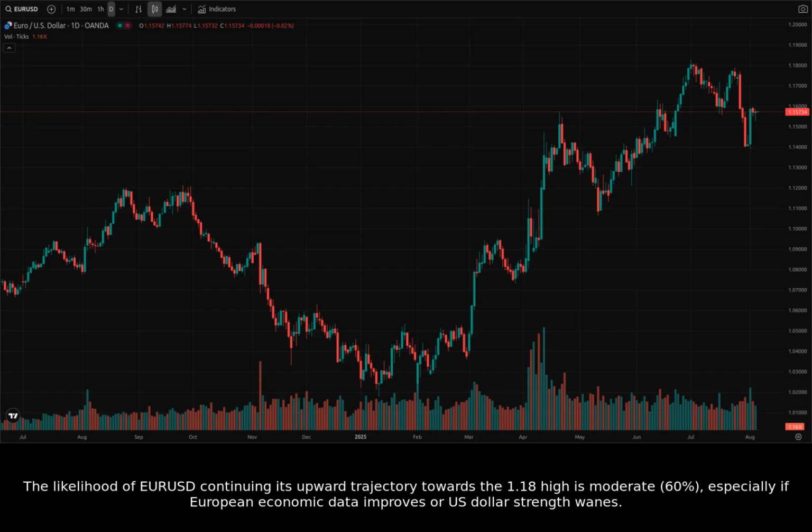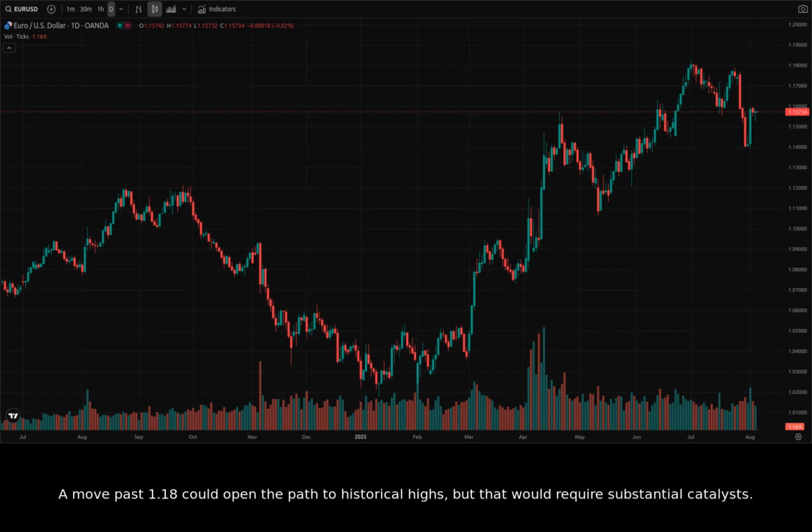The likelihood of EURUSD continuing its upward trajectory towards the 1.18 high is moderate, 60%, especially if European economic data improves or US dollar strength wanes. A move past 1.18 could open the path to historical highs, but that would require substantial catalysts.